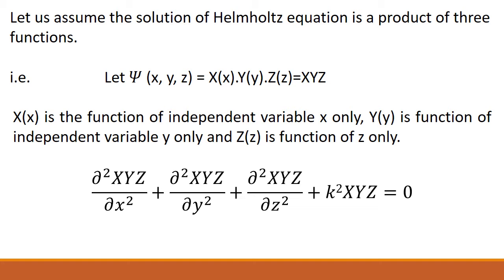Here we will put the value of psi equal to XYZ in equation number 1. So equation 1 becomes, by putting psi equal to XYZ, our Helmholtz equation becomes: del square XYZ by del x square plus del square XYZ by del y square plus del square XYZ by del z square plus k square XYZ equal to 0.